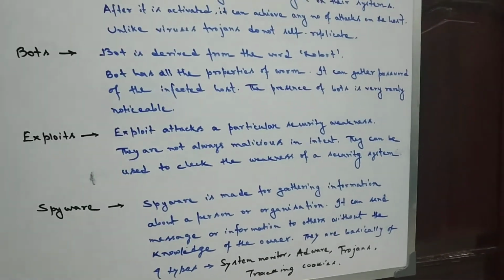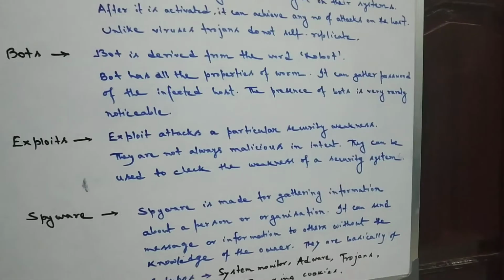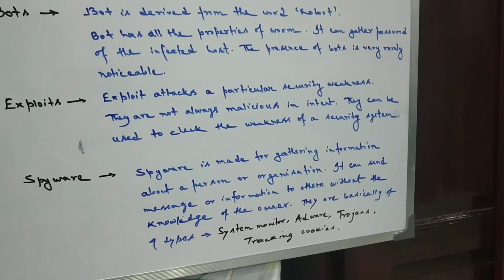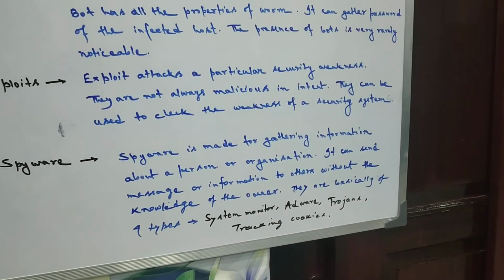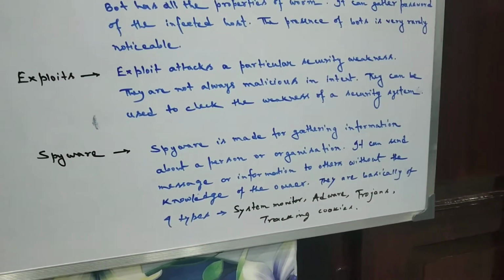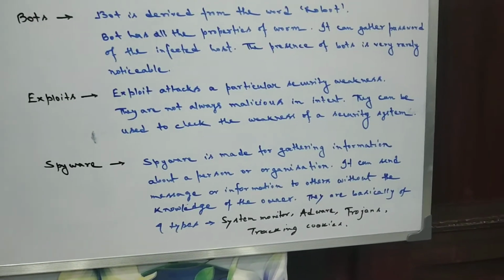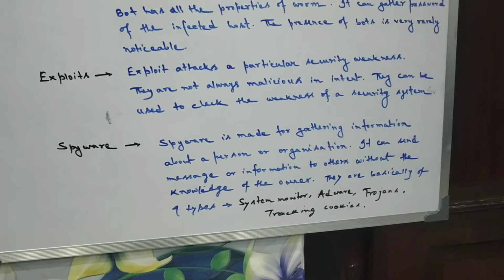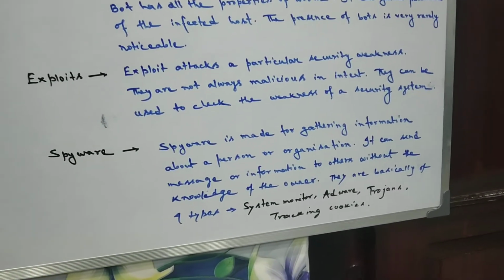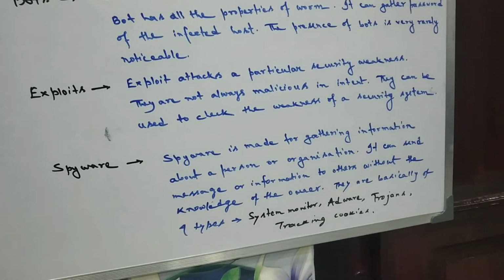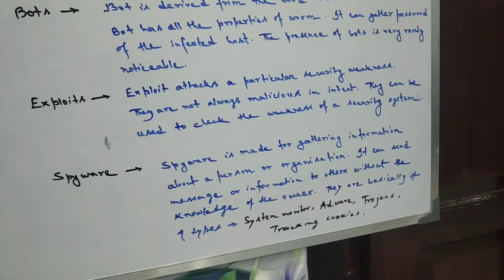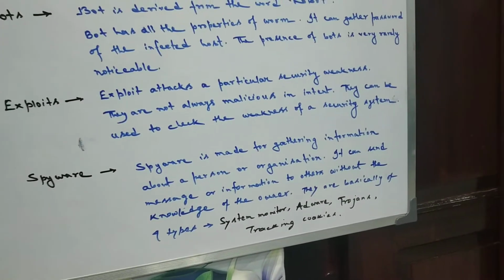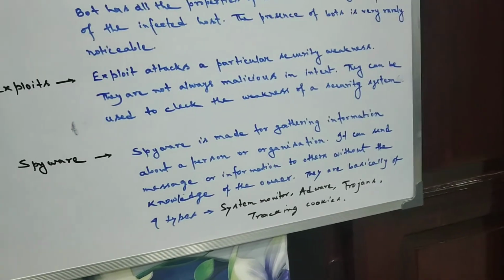But in most cases, exploits are used to damage your system. That means firstly exploits are used, then the malware is used. If someone tries to damage your system, first he will use the exploits, then he will use the malware. Exploits will first find the weakness of your security system, then the malware will come in through that weakness or weak link of your system.